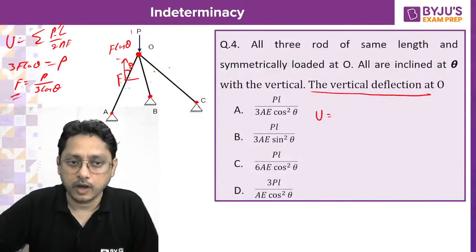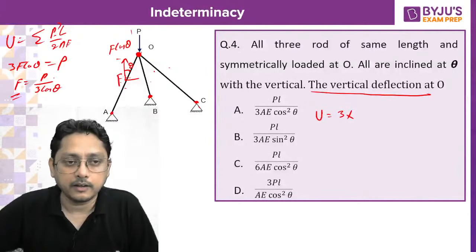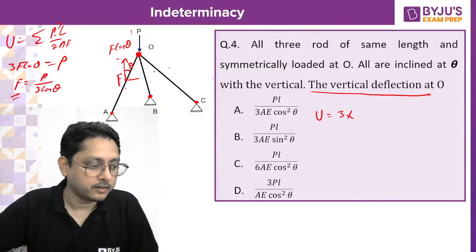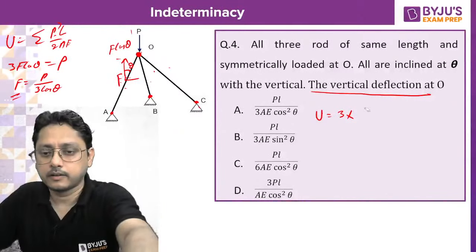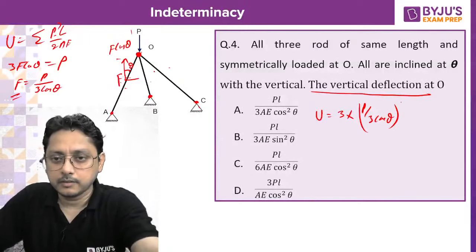Summation of, you have 3 members, everyone has this much force, so just multiply with 3, and P square L by 2AE, isn't it? P square L by 2AE. So now with P square L by 2AE, if you do here, P square divided by P square, that is P by 3 cos theta, P square L.